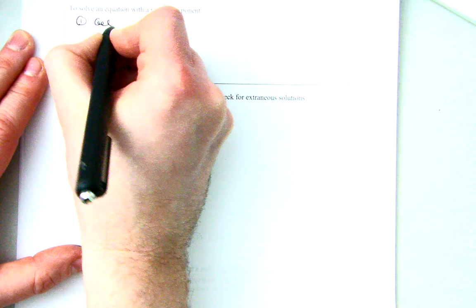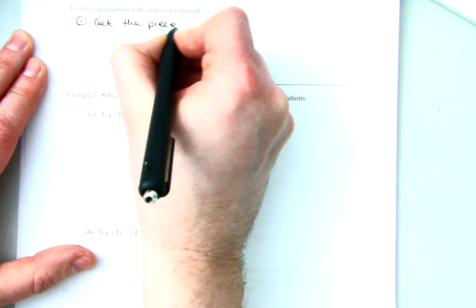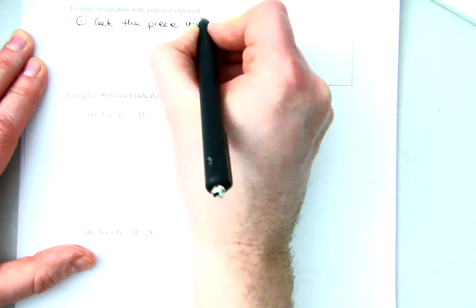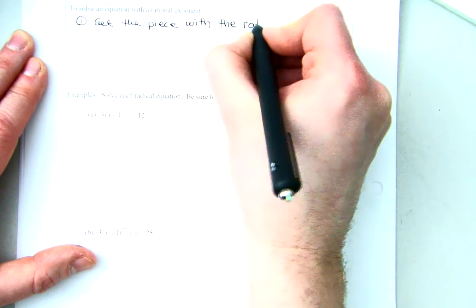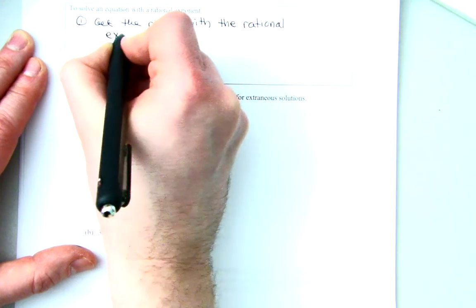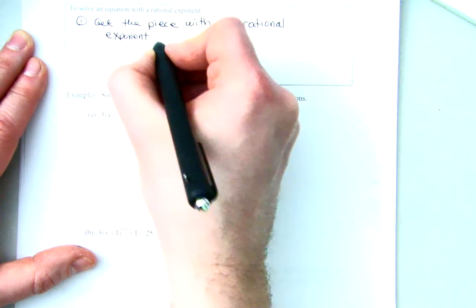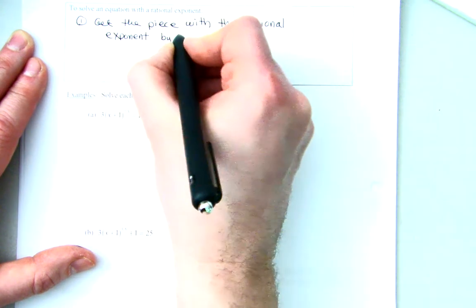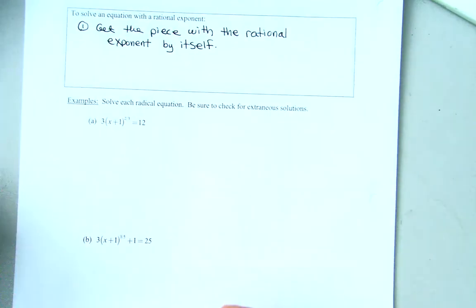Step number 1. Get the piece with the rational exponent by itself. Just like before, when our direction was get the root by itself, same idea here.